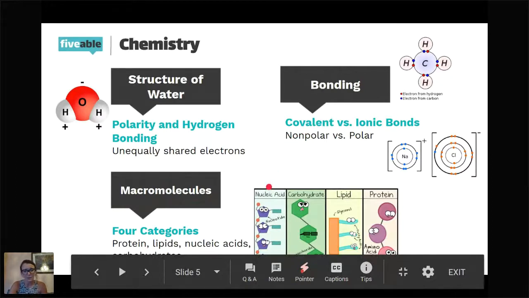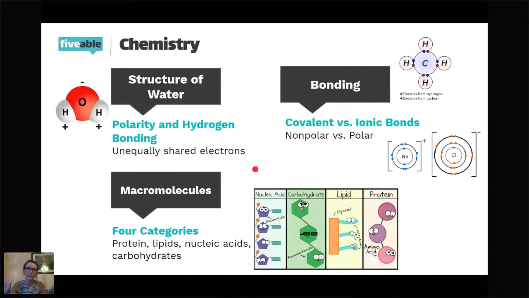So nucleic acids, which you can see here, and I hate that this little situation is popping up because then you can't see the fun cartoon. So I'll just stop moving my mouse really quick.